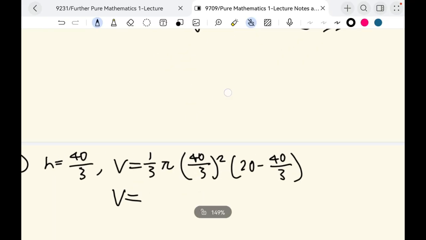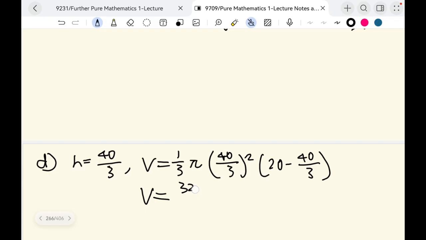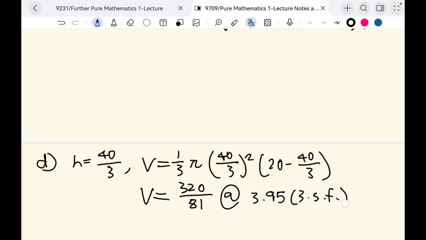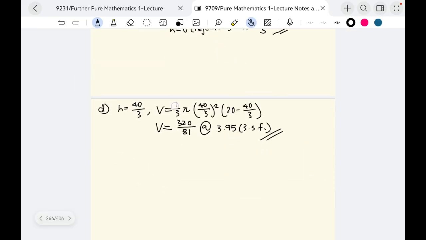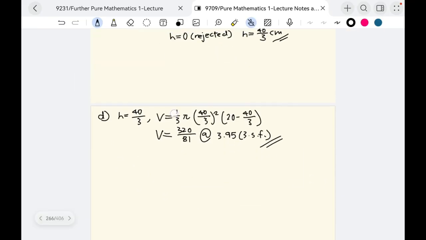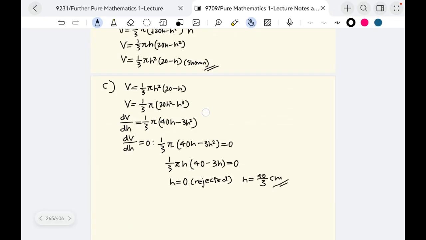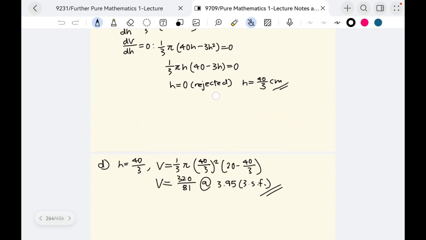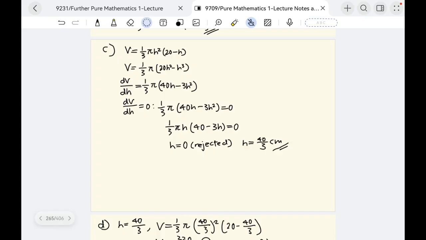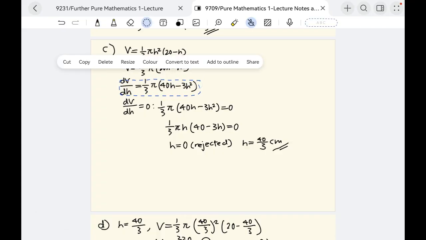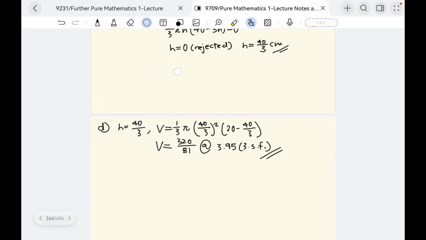Which you will get either 320 divided by 881 or 3.95 in 3 significant figures. That is a magnitude for V, where V is stationary. And the nature of the stationary point means that you have to differentiate this again. Then you substitute h equals 40 over 3 into the equation of the second derivative.